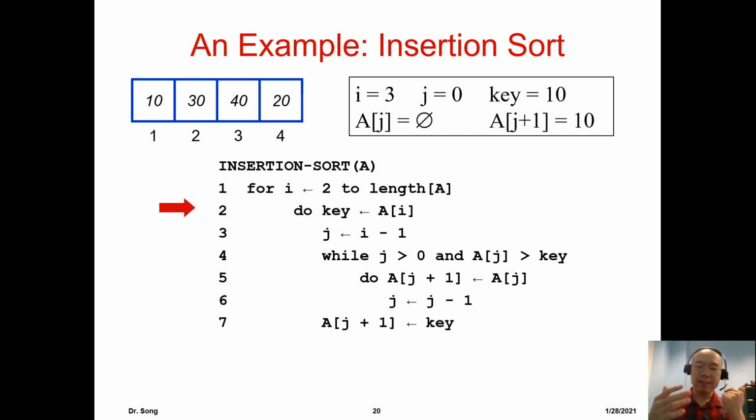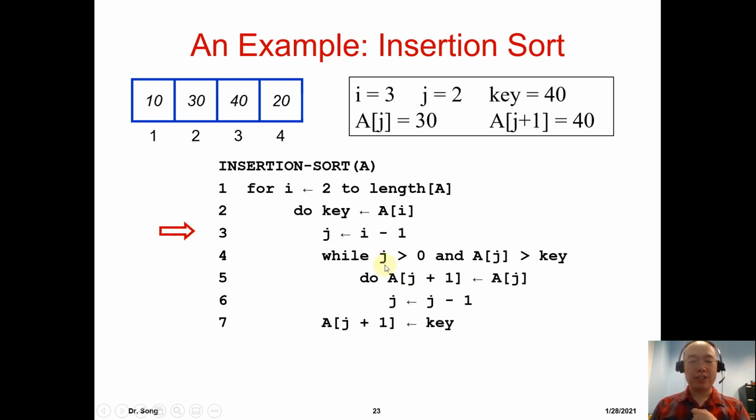Okay, so let's move on. We want to increase I to 3. I equals 3 means we are trying to put the value at index 3 in the right place. How do we do that? We have the key at 40, and then J equals I minus 1, so J will be 2.